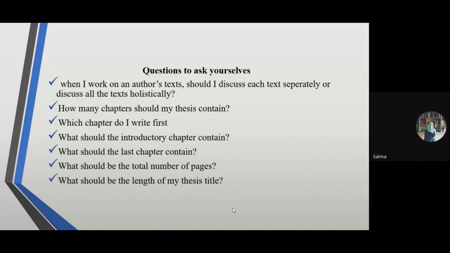Okay, then how many chapters should my thesis contain? Then which chapter should I write first? Then what should the introductory chapter contain? What should the last chapter contain? What should be the total number of pages? What should be the length of my thesis title?